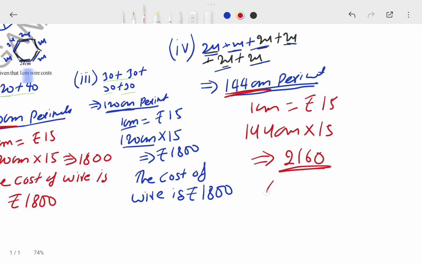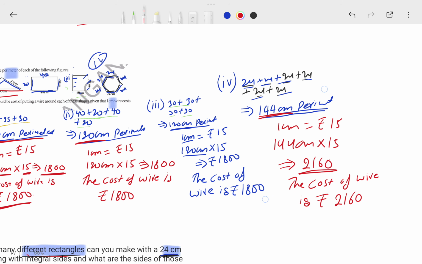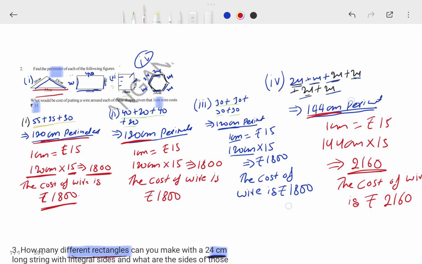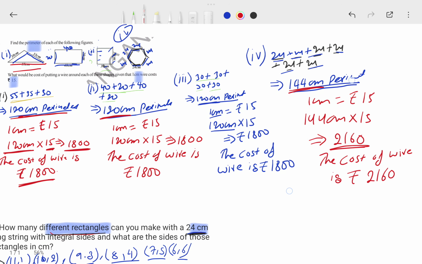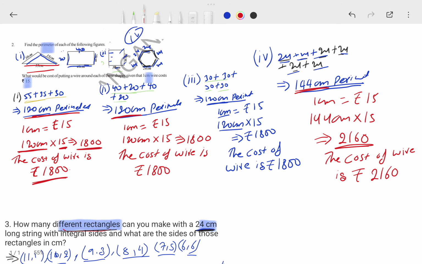The cost of buyer is rupees 2160. Okay, so generally this is our question, and this is the answer. I am writing in the notes, so that's why my handwriting is not good, but if I write in some other parts, then it will be clear. Okay, right, is it clear to you? If it is clear, then let's talk about our third question.